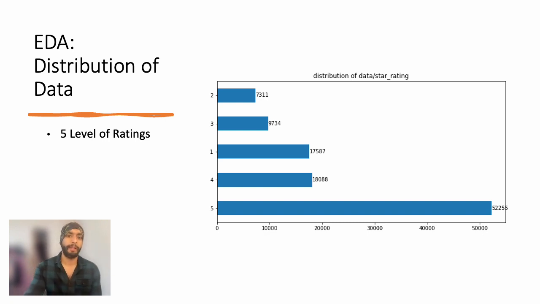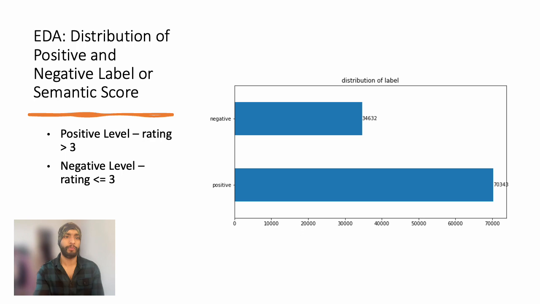Because this is a skewed data set, we modified the data. We said that customers giving 4 or 5 stars are positive sentiment, and the reviews with 1, 2, or 3 stars are negative sentiment.